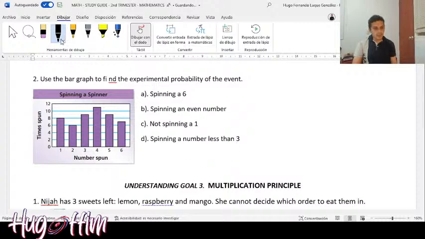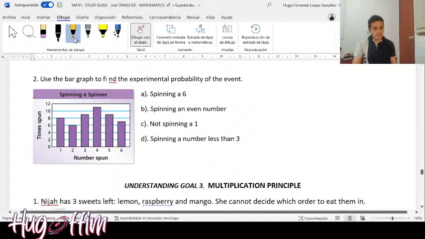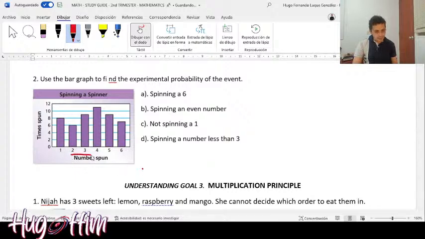You can see here, let me put a color, maybe red, the number spun on this side and the times it was spun on this side. So this is kind of a frequency table. Instead of writing times spun, you can write frequency.